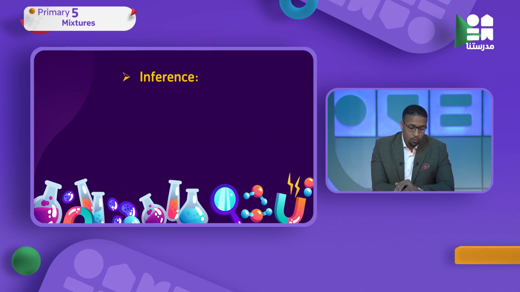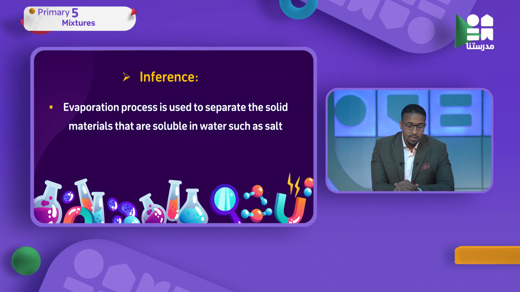Inference: we can conclude that the evaporation process is used to separate solid materials that are soluble in water, such as salt. So if we have salt and water, we can use the evaporation process to separate them.